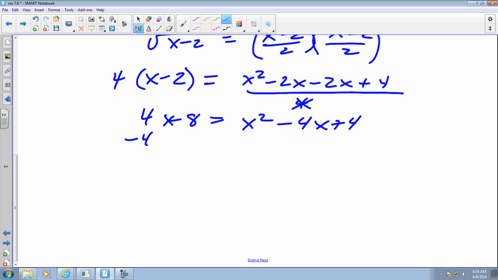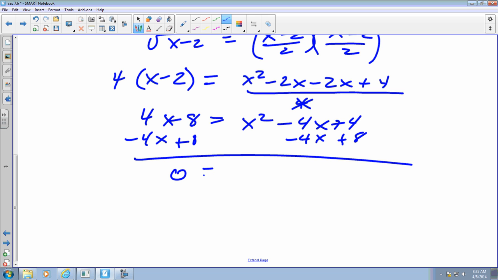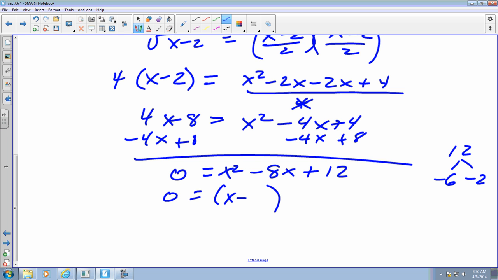Now I'm going to minus the 4x, minus the 4x, plus the 8, plus the 8. And I get 0 equals x squared minus 8x plus 12. So we're looking for factors of 12 that add up to negative 8, which is my negative 6 and negative 2. So I'm going to factor that into x minus 6 and x minus 2. So my zeros are at 6 and 2.